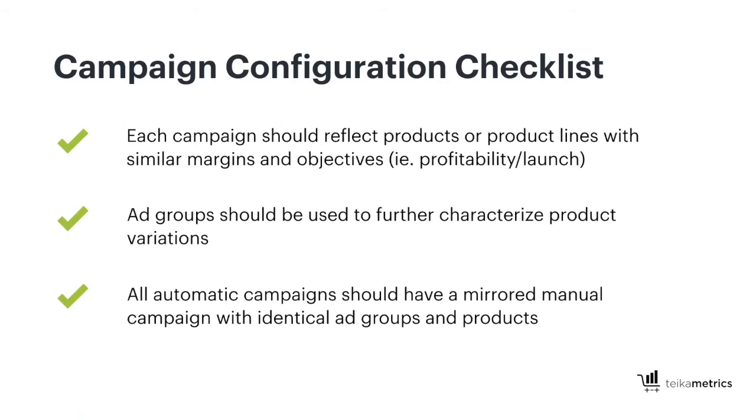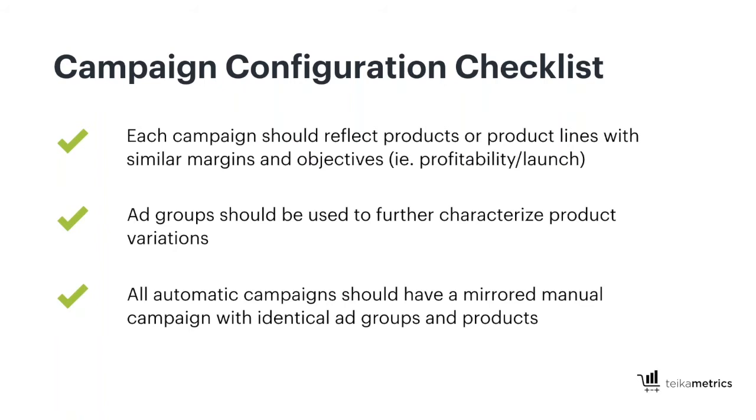We just told you how to break down your catalog, really emphasizing the difference in margin. But these are the three things you want to make sure of when you're doing that campaign configuration. This is the checklist you want to hit. Each campaign should reflect products or product lines with similar margins and objectives. We said that one. It's going to let you measure performance at the campaign and ad level.